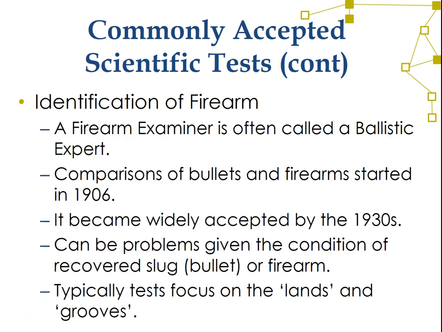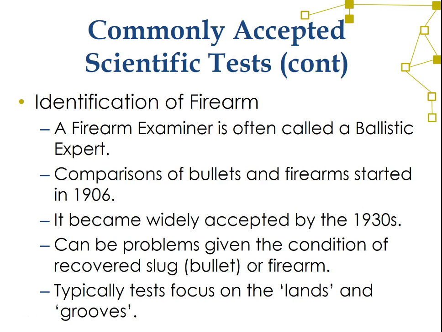Firearms can be identified from their fired bullets and cartridges, and the firearm examiner is commonly referred to as a ballistics expert, even though technically ballistics refers to the motion of projectiles rather than matching the expelled object to the weapon. So a firearm examiner, again, is often called a ballistics expert, and the comparison of bullets and firearms started back in 1906, and it became widely accepted by the 1930s. And there can be problems given the condition of the recovered bullet from a firearm.